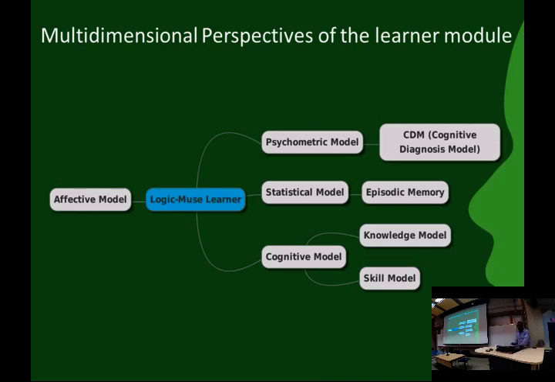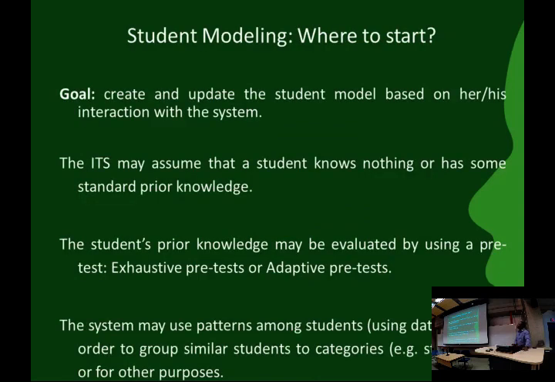Yes, so now I will, of course, give more information about that. The goal was to create and update the student model based on his or her interaction with the system. The ITS may assume that the student knows nothing or has some standard prior knowledge. We'll see how we can estimate that standard prior knowledge. The student's prior knowledge may be evaluated by using a pretest, an exhaustive pretest or an adaptive pretest, and the system may use patterns among students. For example, if you have data from a student group, from other students, then we can maybe use some techniques to come up with the initial state of the learner.